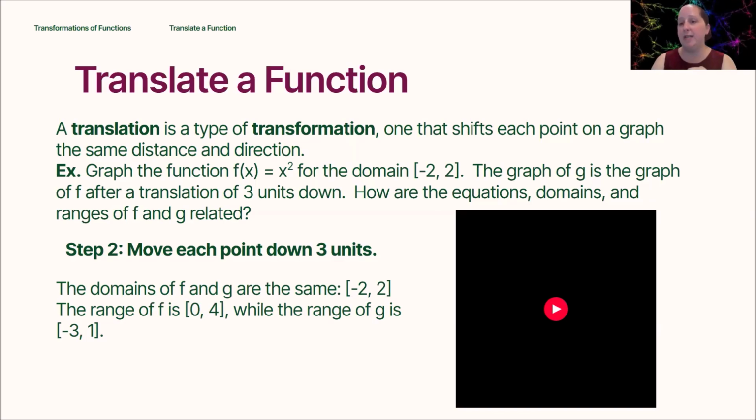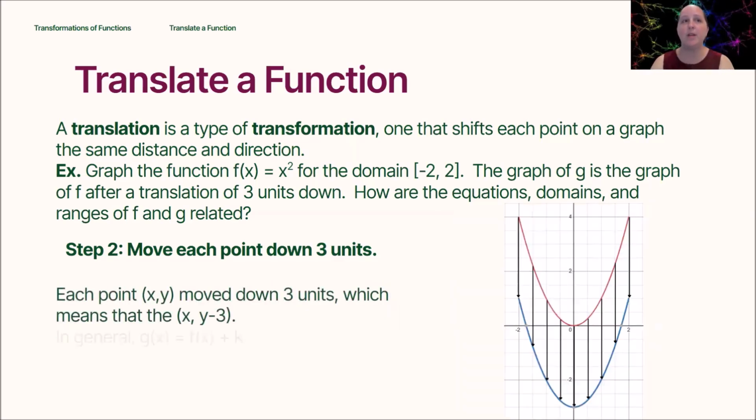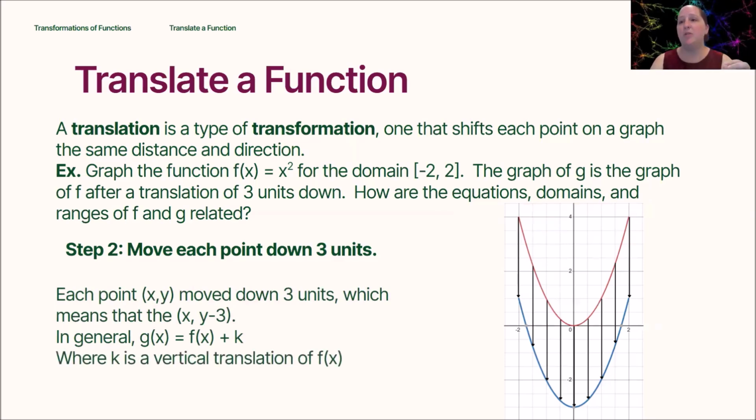But when I moved it down 3 units, everything got shifted down, which means my new range is -3 to 1. Okay, so each point got moved down 3 units. You can see this red to the blue. Okay, so each one got moved down 3 units. So it's a vertical translation of f of x.